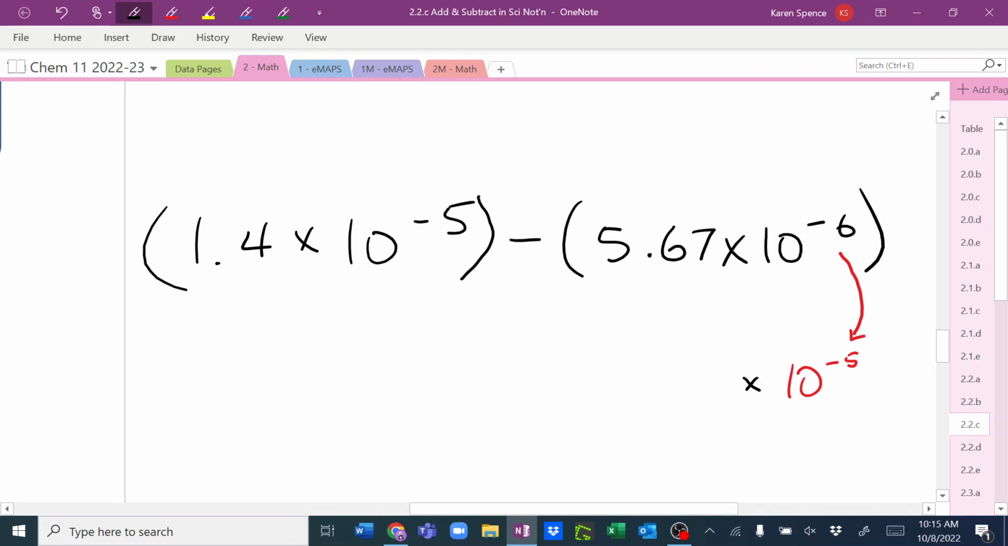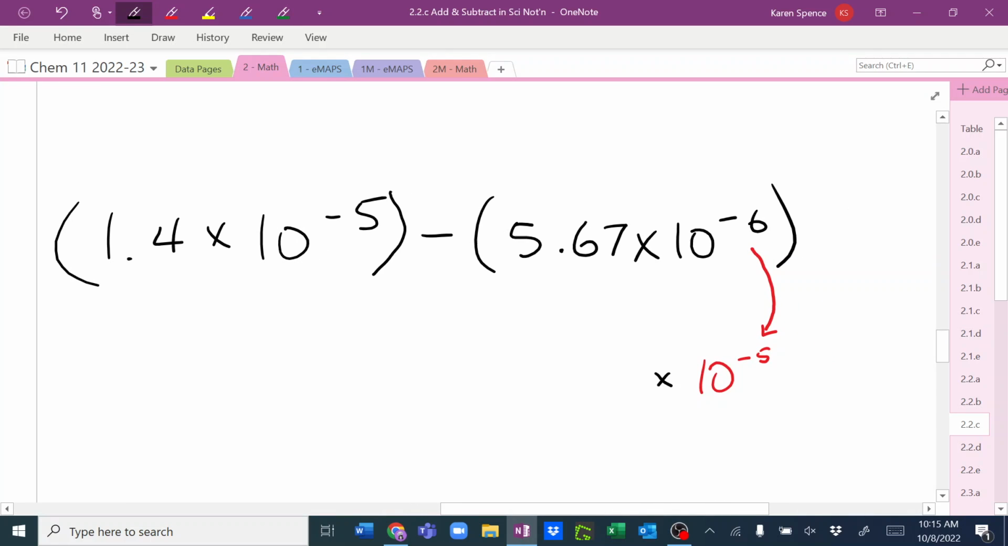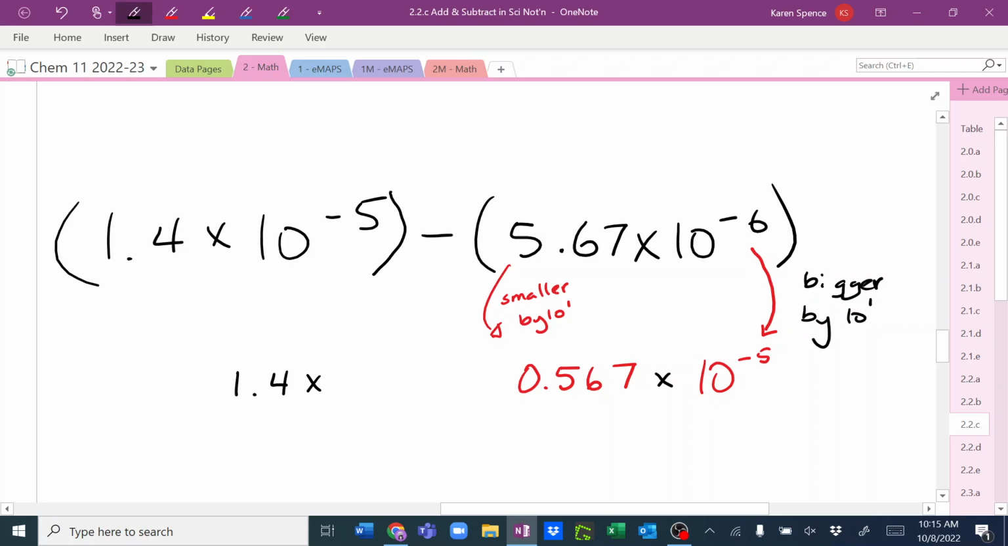I think it's going to illustrate something I want to show you in a minute anyway. Okay, so this one, we have to look at our exponent. It got bigger by 10 to the 1. And so the other half of the number has to get smaller by 10 to the 1, which means we will have 0.567 times 10 to the minus 5. We will now take 1.4 times 10 to the negative 5 minus 0.567 times 10 to the minus 5.